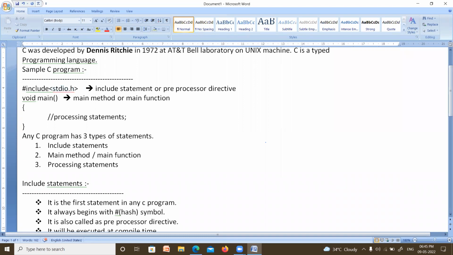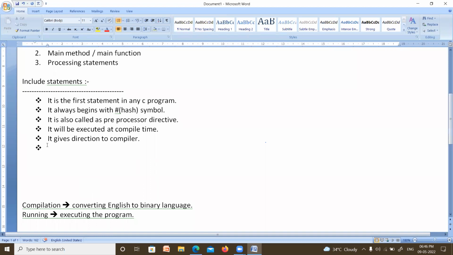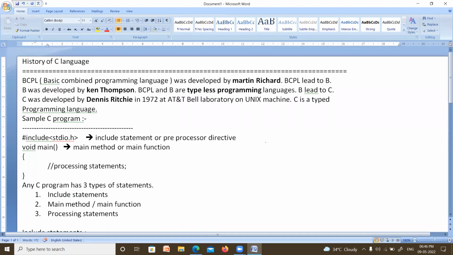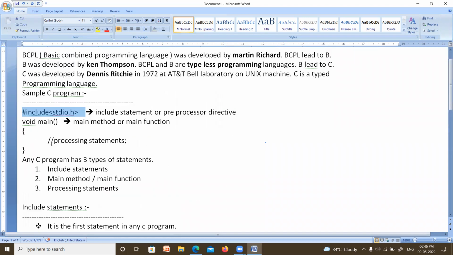So whenever you write hash include stdio.h, what happens? The code inside this header file will be copied into your program. It copies the content of the header file into our program. This is the use of hash include stdio.h. So this is about the first statement.